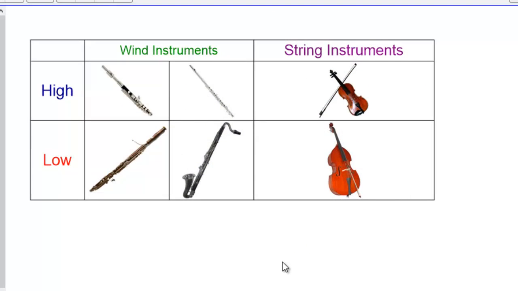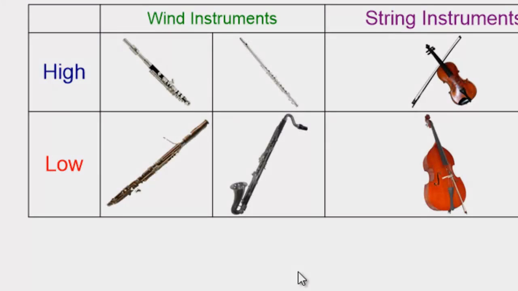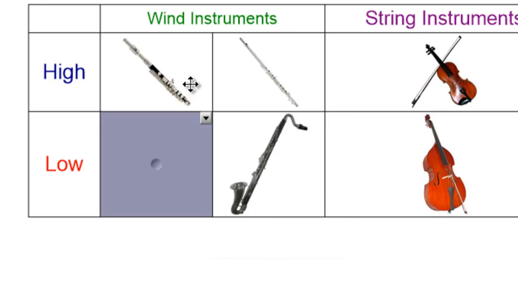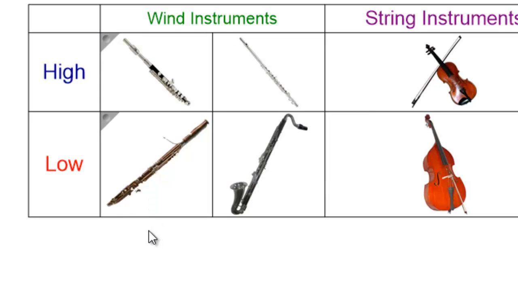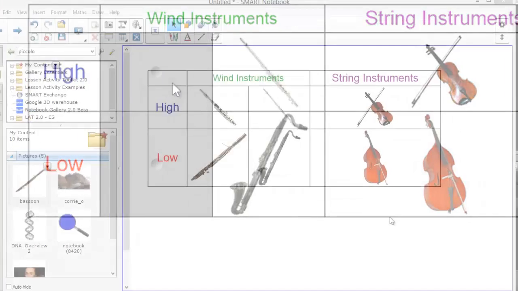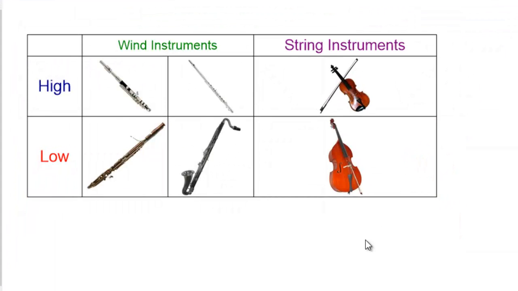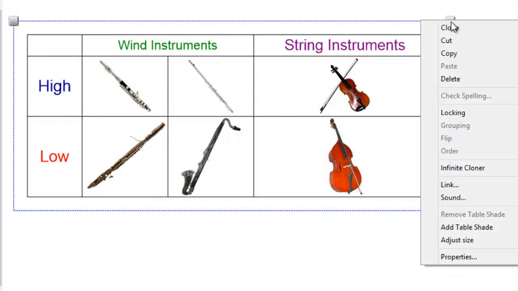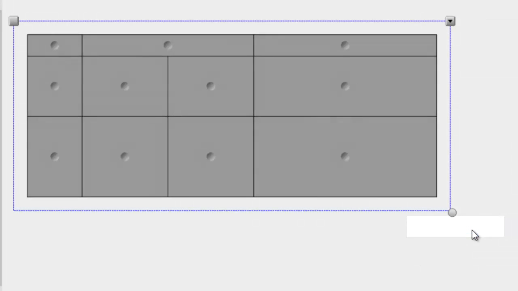The final feature of the table tool I'm going to highlight is perhaps the most useful one. Selecting the drop-down menu for a cell allows you to add a cell shade. This means you can reveal the information in the table stage by stage. If you need to reapply the cell shade, simply click. If you want to add a table shade to every cell, select the whole table, use the drop-down menu, add table shade.